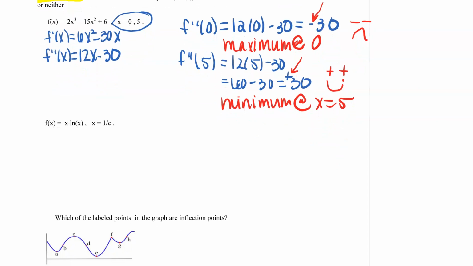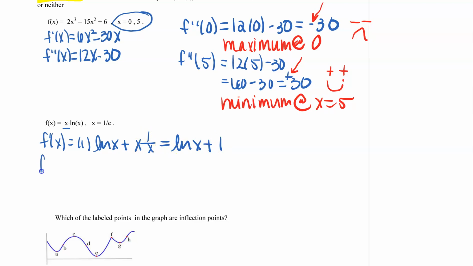Now let's do it again. This derivative is going to be a little bit difficult for us. This is a product function. I'm going to have to remember some rules here. So I'm going to say f prime of x is equal to, let's do the product rule, the derivative of the first times the second plus the first times the derivative of the second, which is 1 over x. So I'm going to clean all that up. That's ln x plus 1.